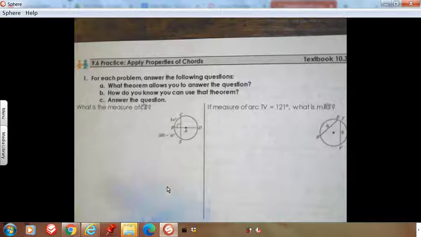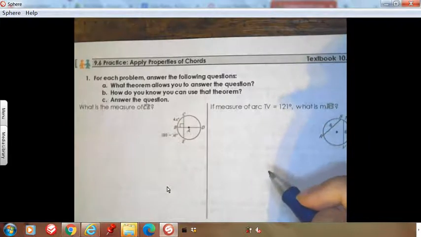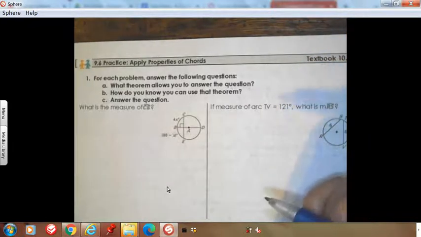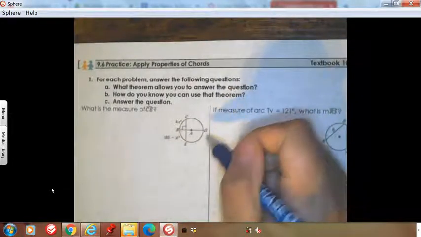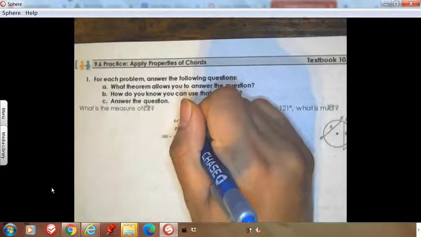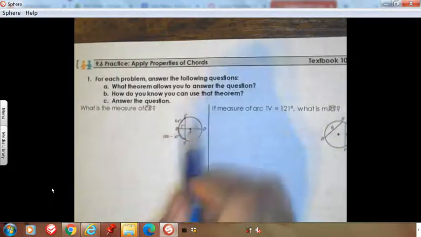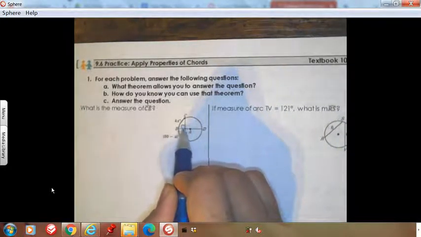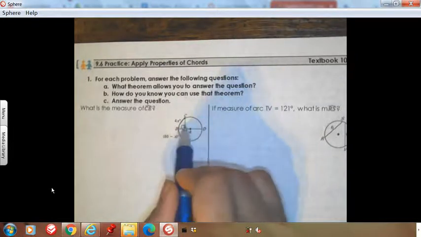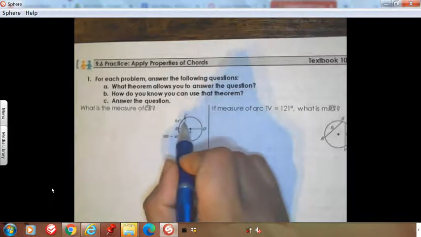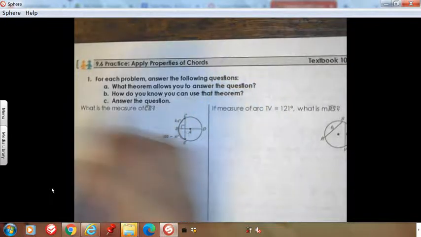Okay, so for number 1, it says, for each problem, answer the following questions. What theorem allows you to answer this question, and how do you know that you can use that theorem? So we're trying to figure out the measure of arc CE, from here all the way here. The theorem that we're applying here is, again, if you notice, the center is there, the perpendicular is here. Once I know it's a diameter and it's perpendicular, I know that not only are these segments bisected, but we know the arcs are congruent. So this is theorem 10.5 again.